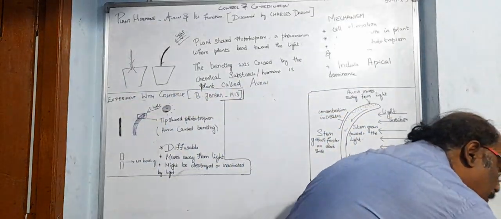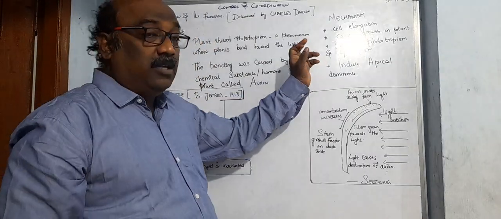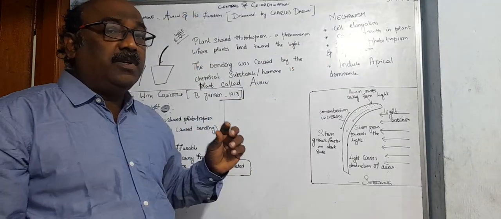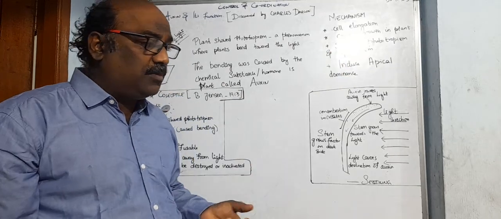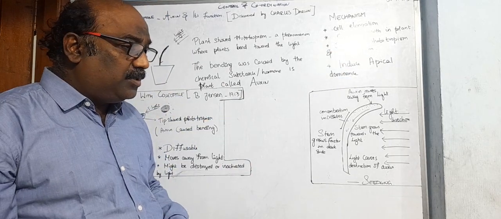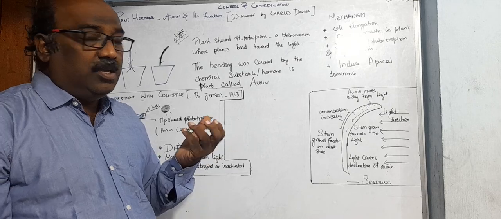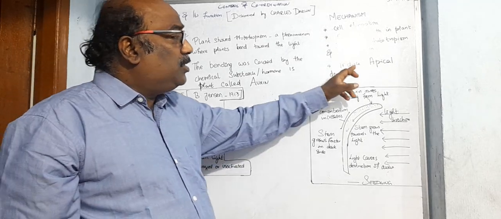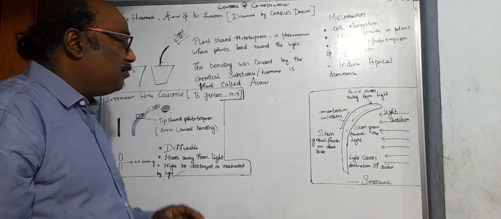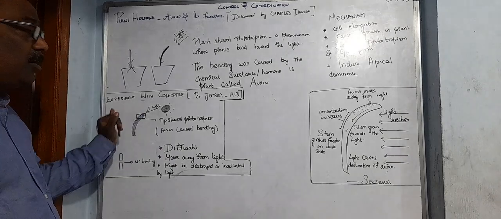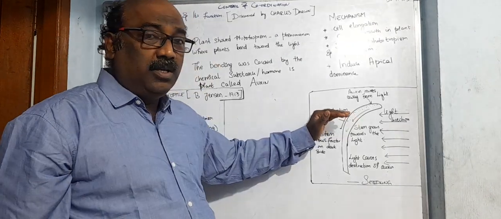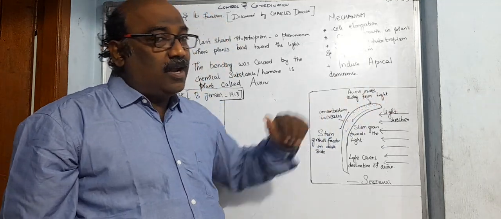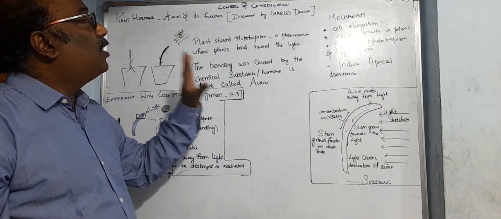So auxin also promotes growth in the plant, because, as I said, the meristematic tissue has been induced, and it showed phototropism and geotropism. What is geotropism? You know: positive geotropism and negative geotropism. And it induces apical dominance. That is what I am trying to say here. The apical dominance is there. If it is cut down, what will happen? It won't bend like this.